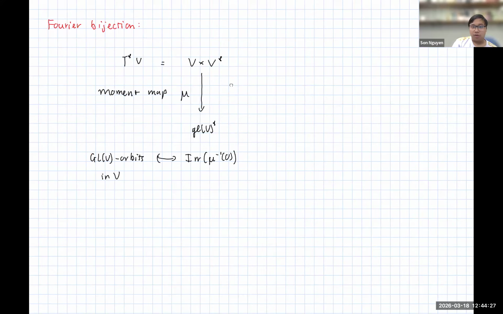But we can also think about the cotangent bundle of V dual, and do the same thing, and then these irreducible components are indexed by GL(V) orbits, but in V dual. So you have these two bijections, and a bijection going from one to the other, which people call the Fourier bijection. In some sense, that is the correct bijection in that theory. And in combinatorics, this bijection has a very simple description.